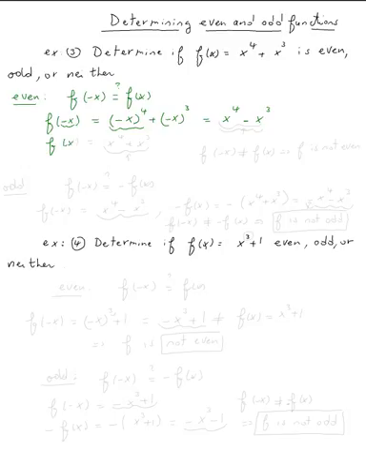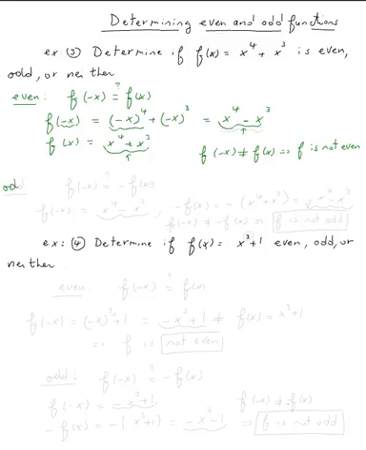Now f of x is just what? x^4 plus x^3. Now compare f of x to f of negative x. Definitely not equal. There's a minus here and there's a plus there. So we can say f of negative x is not equal to f of x. Therefore f is not even.